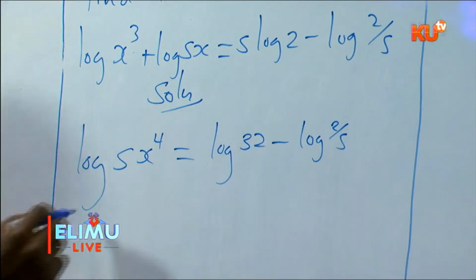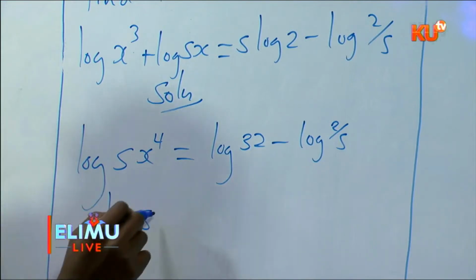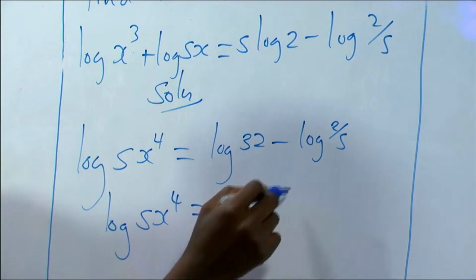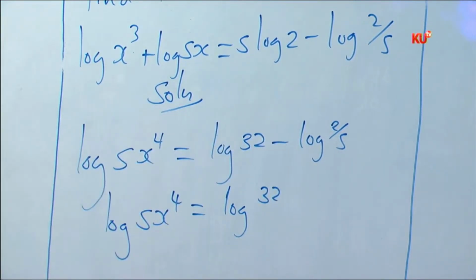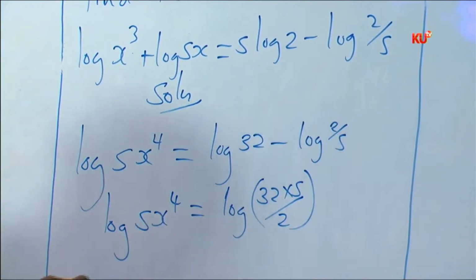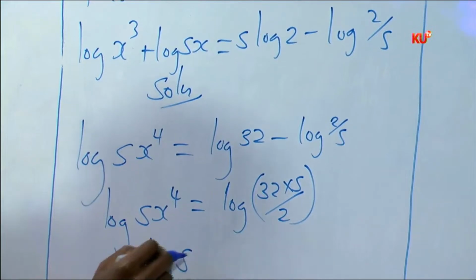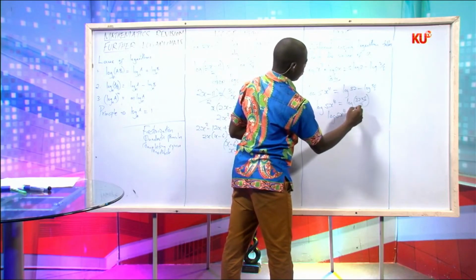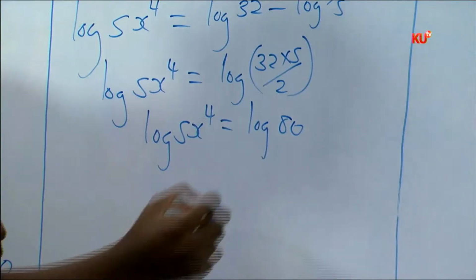Then we replace this with law number 2. So log 5x to the power 4 is log 32. Now when we divide by 2 over 5, it means we multiply by the reciprocal, times 5 over 2. And so this gives us log 5x to the power 4 equals log 80, because 32 times 5 over 2 is 80.